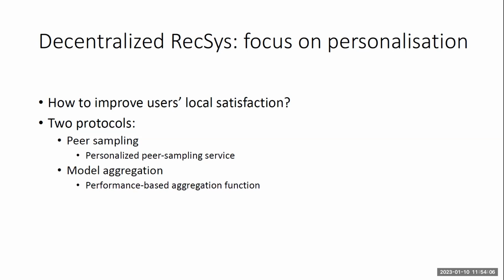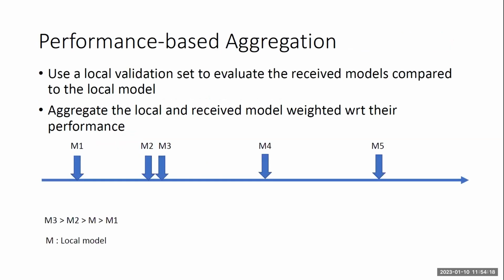And the second algorithm is model aggregation. So when you receive models from your neighbors, how do you aggregate this model with the one that you have locally, right? So I'll start with the second point. So we worked on performance-based aggregation. So the idea is that over time you keep receiving models from your neighbors, but they're not all good for you, right? I mean, with respect to the quality of the recommendations they provide.